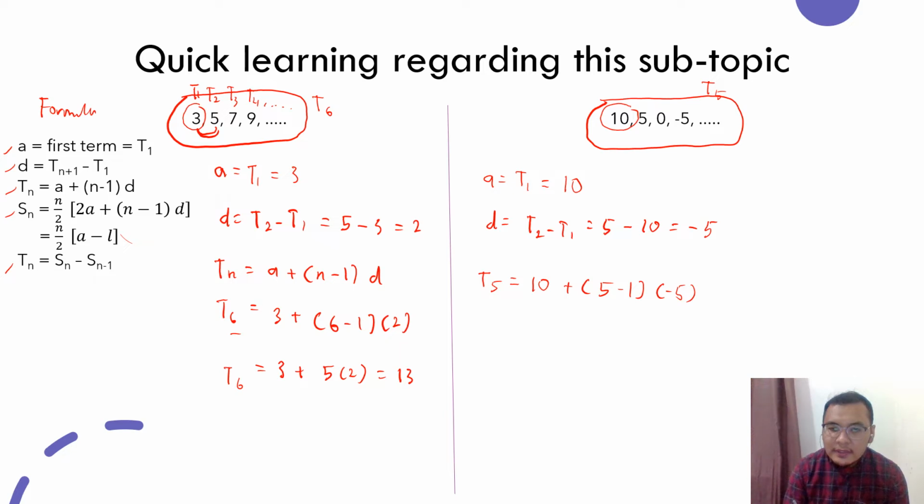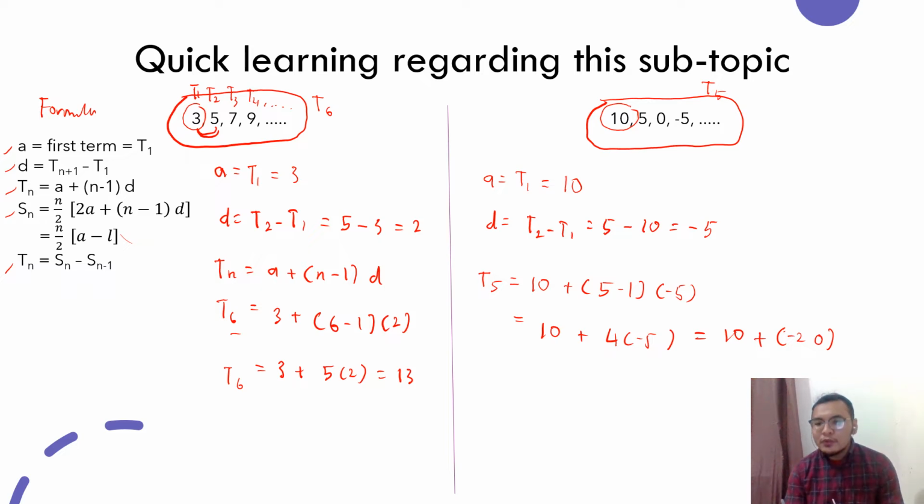Just solve it. So 10 plus 4 times negative 5, we have negative 20. Remember, we need to put the bracket. So 10 plus negative 20, 10 minus 20, we get negative 10. So the fifth term is negative 10.